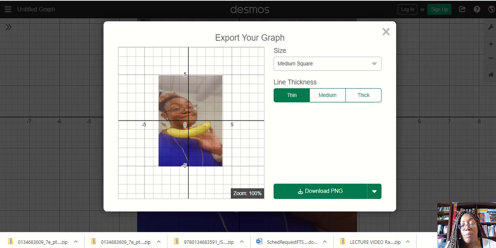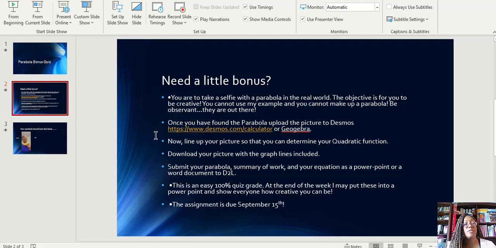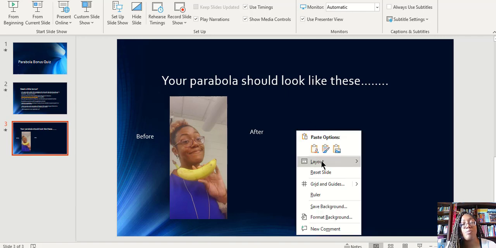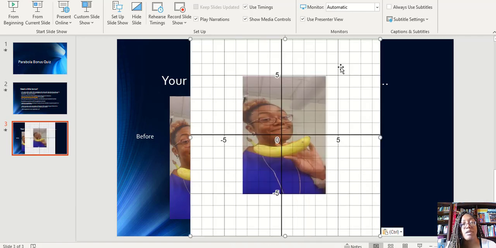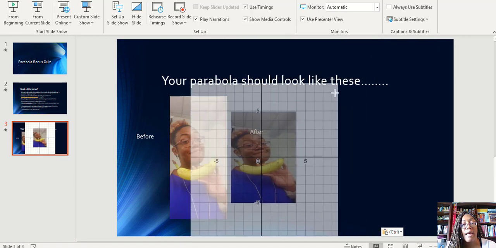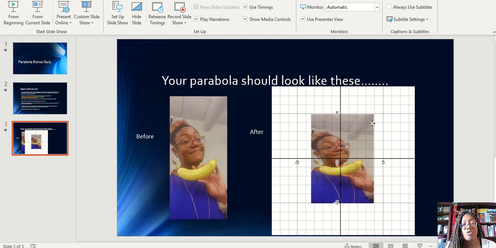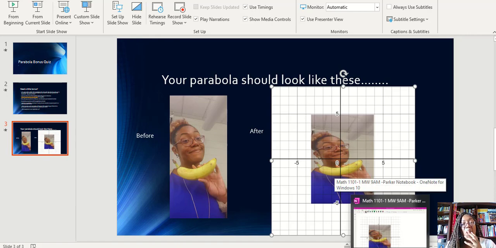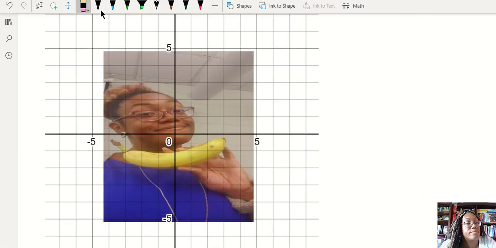From here, you will bring it back to your presentation. In your PowerPoint, you will have a before picture, and now you should be able to paste in your after picture. Of course, scale it to size, and then that is the first two steps of doing this bonus quiz. From here, take the information and figure out what your quadratic function is.